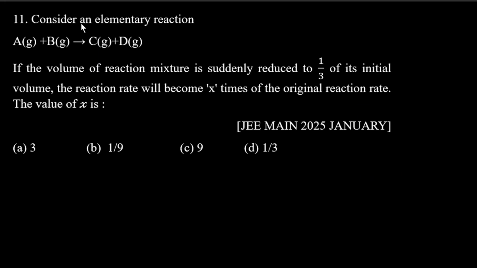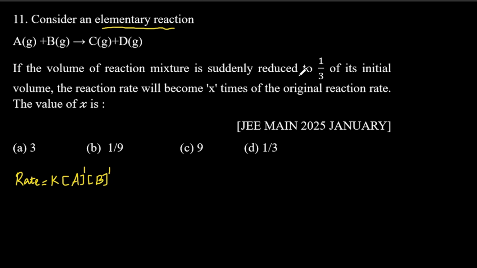The next question is, consider an elementary reaction A plus B gives C plus D. If the volume of the reaction mixture is suddenly reduced to 1/3 of its initial volume, the reaction rate will become x times of the original reaction rate. The value of x is? So in the question it is given an elementary reaction. So for an elementary reaction, rate is given by rate equal to rate constant into concentration of the reactants, and it is first order with respect to both the reactants.